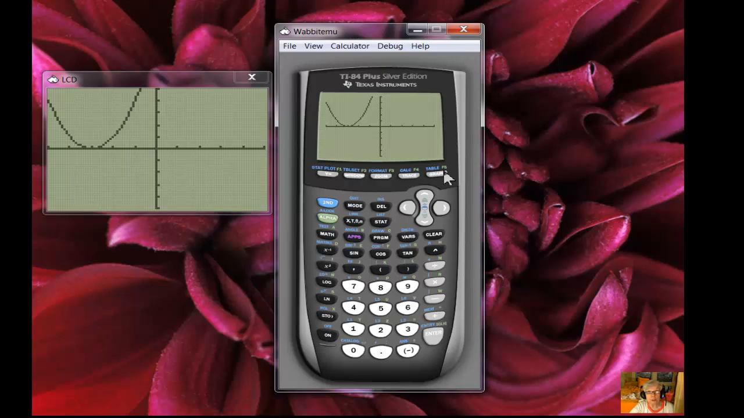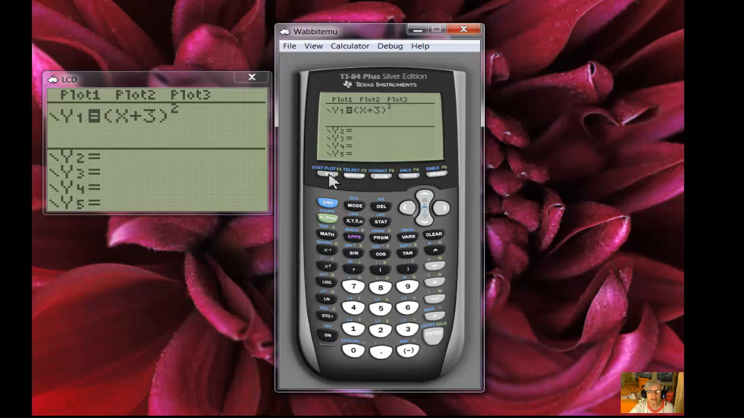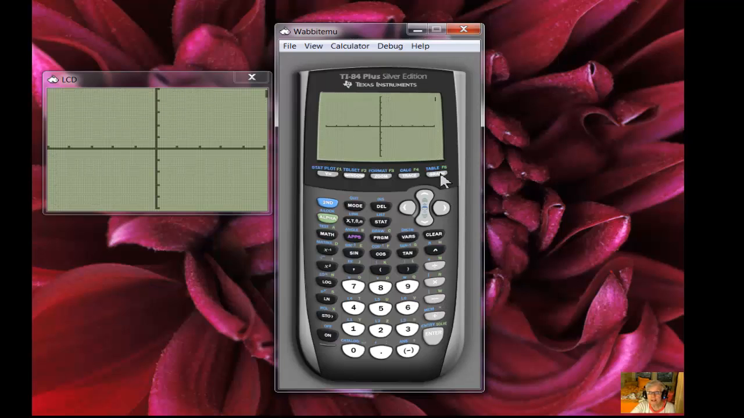When I was a student, I was really, really surprised. I never expected a plus 3 in the parentheses to move the graph to the left, but it does. This is the left translation. Now, if I change this plus sign to a minus sign, just a regular subtraction sign, and then graph, now I've moved y equals x squared to the right 3 places.